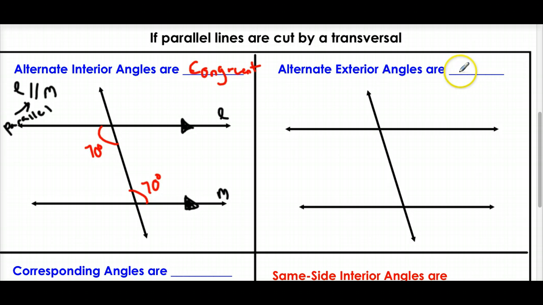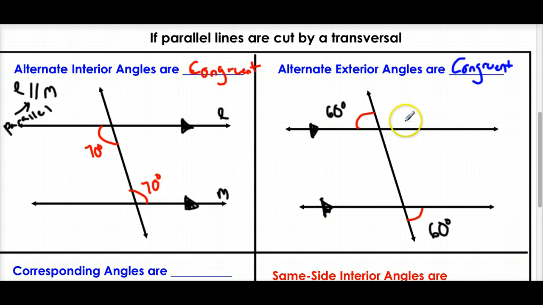Alternate exterior angles are also always congruent. All right, believe it or not, they're always congruent. So let's take a look. You have this angle and this angle. These are alternate exterior angles, and because they're alternate exterior angles, they're always going to be congruent. So if this was, say, 60 degrees, the alternate exterior one's going to be congruent, and that's only if these two lines are parallel.